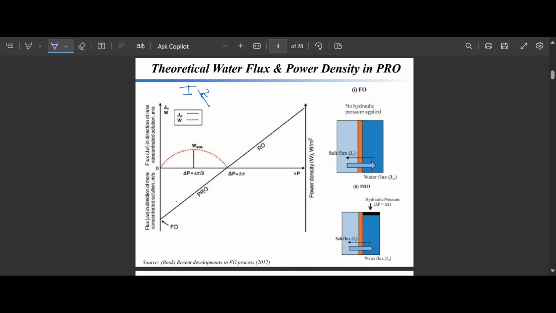When you apply delta P higher than the osmotic gradient, the water flux changes, from here to here. So that's why at the center point of zero, upper and lower have different water flux directions, not related to plus and minus, only the opposite water flux direction. So I give you one more question, the same question. What is your answer? Why should PRO not be designed for water production?